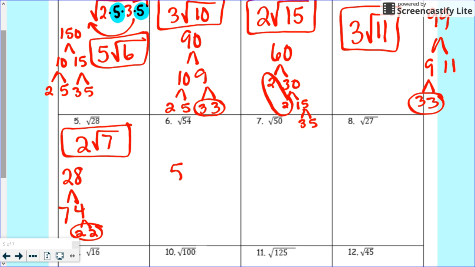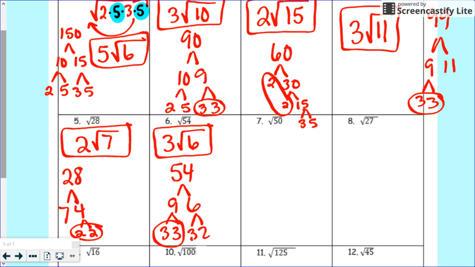54. Again, this is one that can be done many different ways. I'm going to do 9 times 6. 9 is 3 times 3. 6 is 3 times 2. Now I've got three 3s, but only 2 of those 3s can come out as a partner in crime situation. So I'm going to take these two 3s out as a 3. I still have one 3 left in there. He doesn't have a partner, and a 2. So 3 times 2 left on the inside is 6.